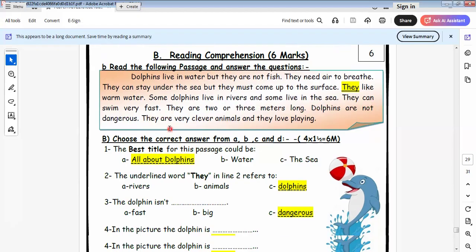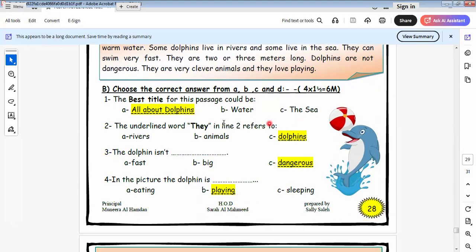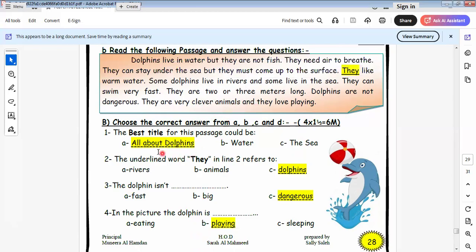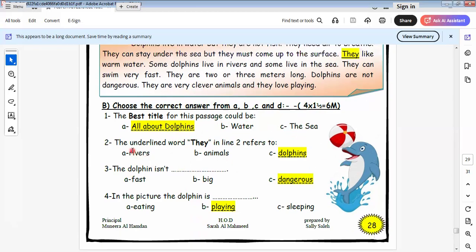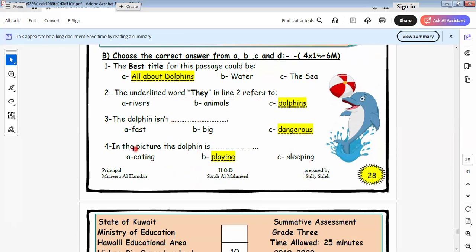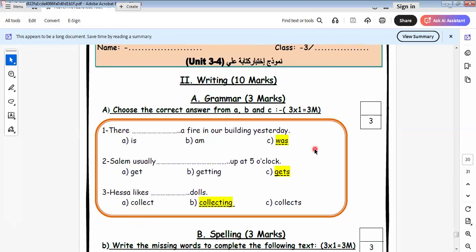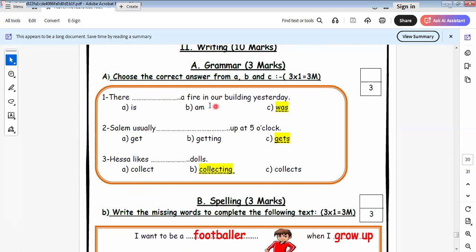They can swim very fast. They are two or three meters long. Dolphins are not dangerous. They are very clever animals and they love playing. So the best title here will be All About Dolphins. They here refers to what? To dolphins. In the picture, what is the dolphin doing? Playing. Let's go to the last exercise.